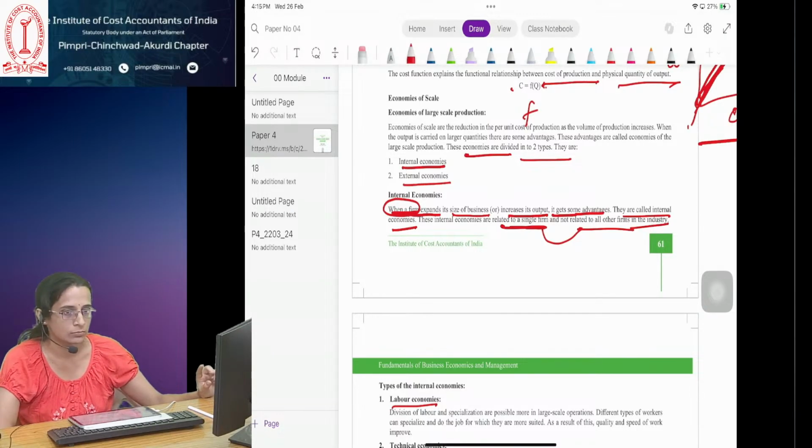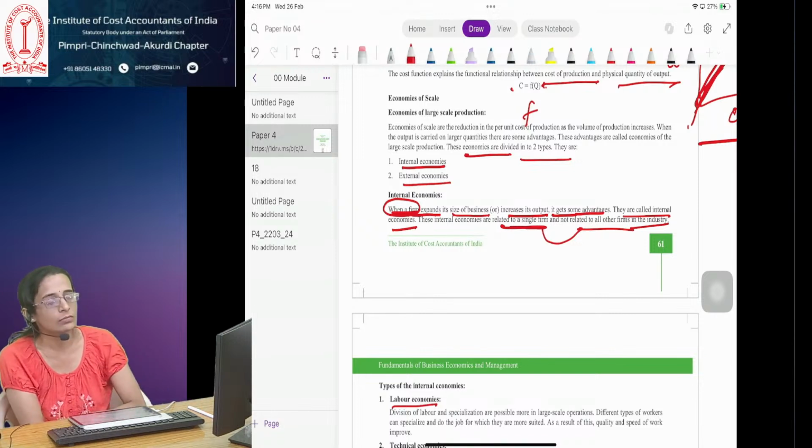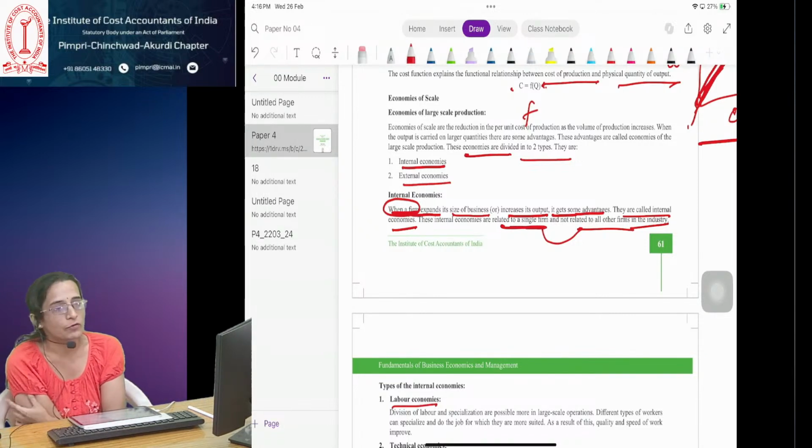Got the term economies and diseconomies? Don't get confused in the exam if you get this term economies and diseconomies. Clear? Now we will see the types of economies.